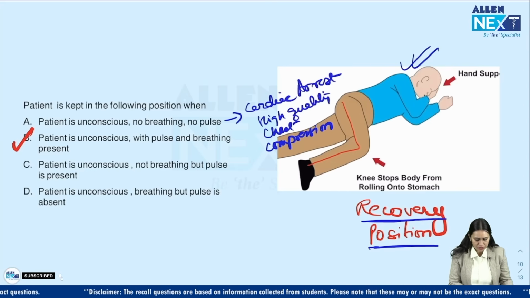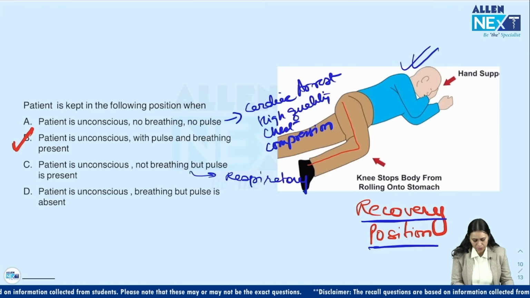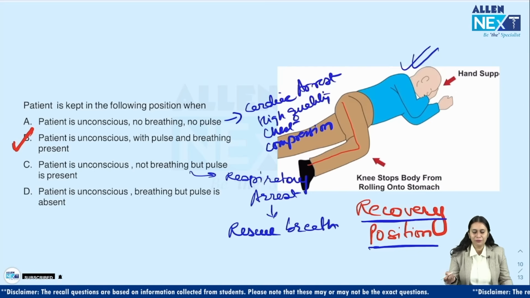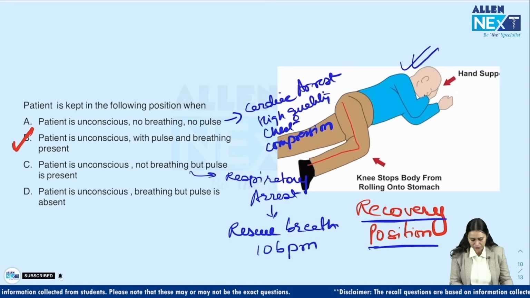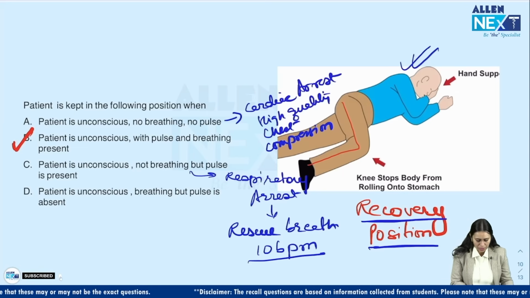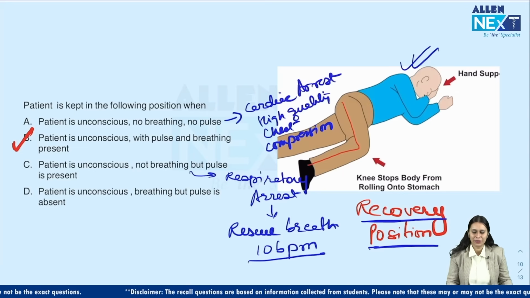Third, the patient is unconscious, not breathing, but pulse is there. This is respiratory arrest, and in respiratory arrest we give rescue breaths, 1 breath per 6 seconds, so 10 breaths per minute. Every 2 minutes the pulse is assessed again. And the fourth is a hypothetical situation, not possible. So got it? This is the answer. The answer is B for this question.